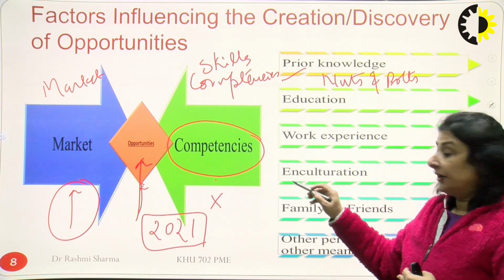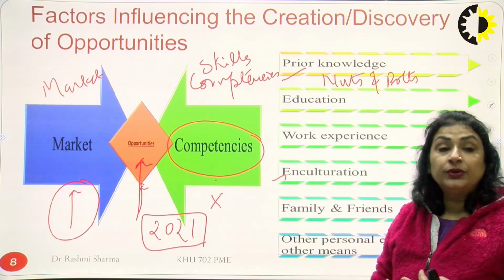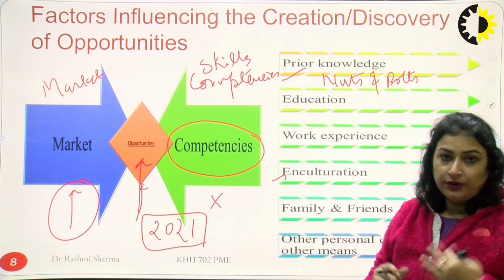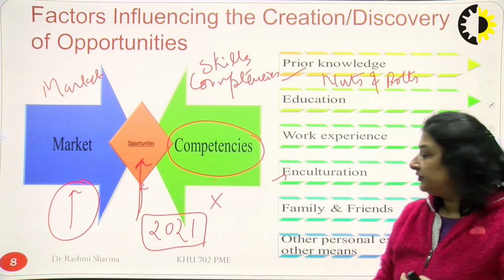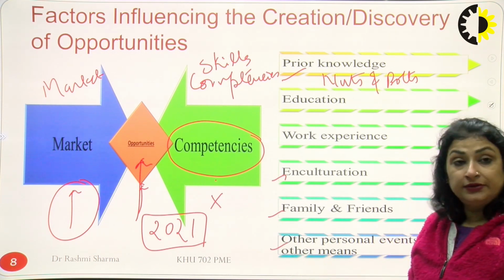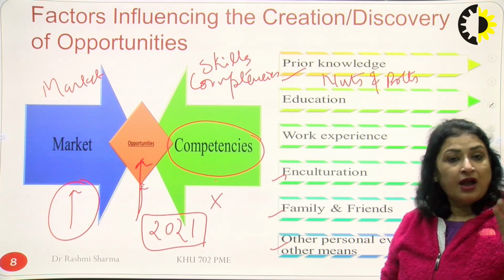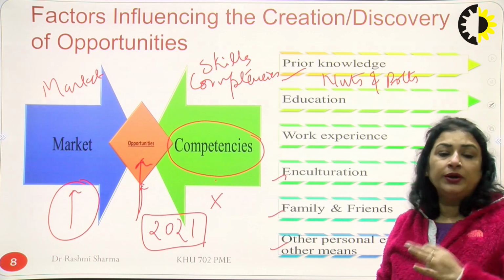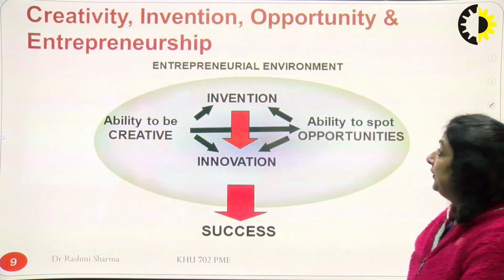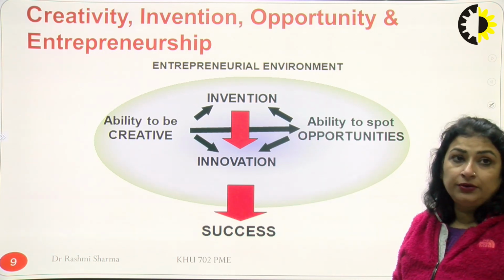Then enculturation: the culture should be there in the society and in the family for that particular thing, so that everybody has that mindset that today or tomorrow we would succeed. Not definitely today, but tomorrow, in a lifespan, we would succeed. Family and friends should be very supportive. Then other personal events and other means. These personal events mean you can take part in particular events, like a trade fair organized, and in that trade fair you can go, participate, and know what the market condition is there.